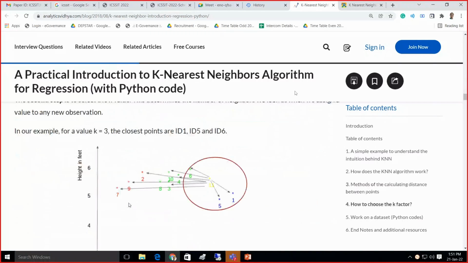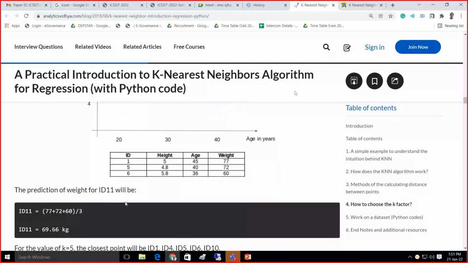Let's look at it properly. Here you selected points 1, 5 and 6. Out of height and age, you just pick the weight value in the given column of the selected points: 77, 72 and 60. How many points are there? 3. So this is divided by 3. Ultimately you are finding the mean. So the answer is 69.66 kg. This is how you can also solve the regression problem using KNN, right?